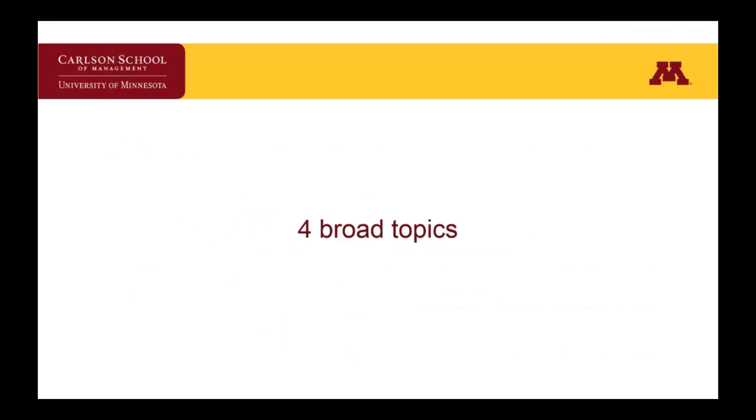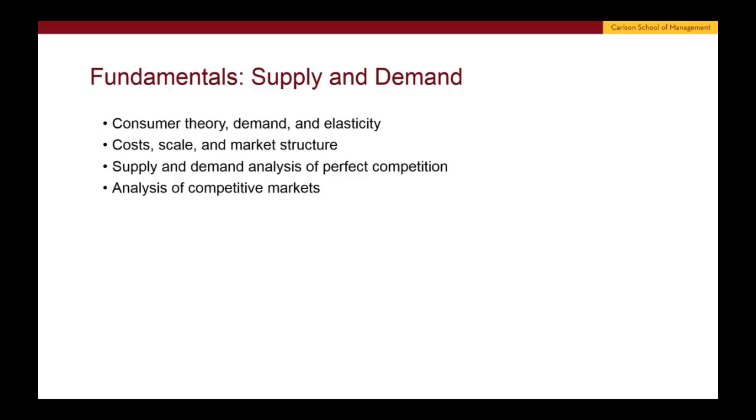The course really has four broad topics. First is what I'd call the fundamentals, really supply and demand. In the first 2 weeks of the course, we'll build our way to supply and demand, first by talking about consumer theory, demand, and the elasticity of demand. Then we'll talk about costs, scale, and market structure. Then we'll put supply and demand together to do supply and demand analysis of perfect competition. This will also allow us to use supply and demand to analyze various kinds of interferences or interventions in markets like taxes and quotas on imports.